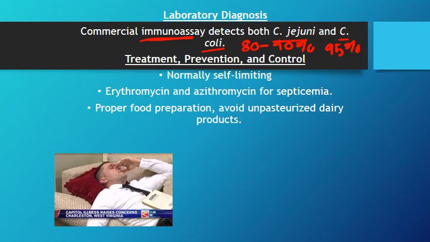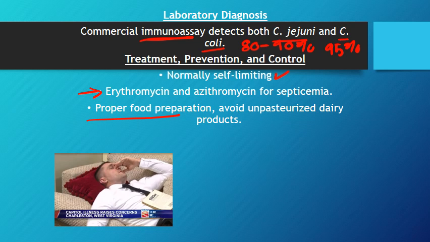Preventing it is actually pretty easy. Really all you need to do is make sure that you've got proper food preparation. It's normally self-limited, so it's not likely to cause some major epidemic. Should you have an immunocompromised patient or a patient that for some reason went bacteremic or septic, you could treat with erythromycin or azithromycin, but not normally an issue due to the self-limiting nature.